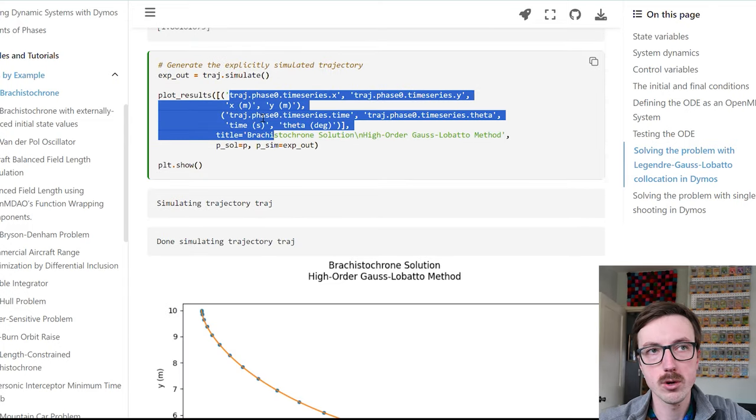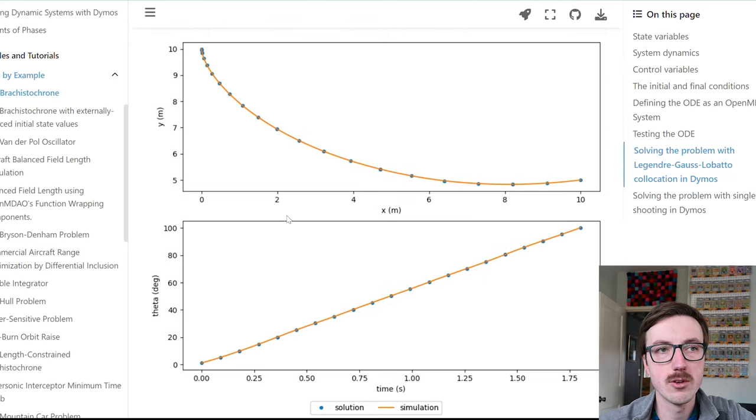We have a little bit of code here to plot out some time series information. And let's just scroll down and take a look. So this top plot here shows the X and Y position. You can see it starts at 0, 10 and ends up at 10, 5. And then this shows the theta in degrees, the control, with respect to time. So we see that the optimal theta increases linearly. And this is the optimal curve for getting there the fastest.